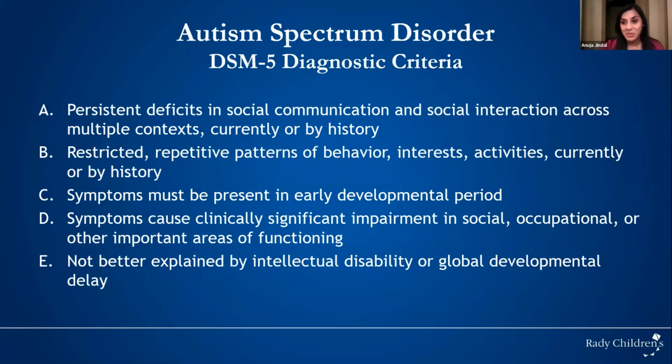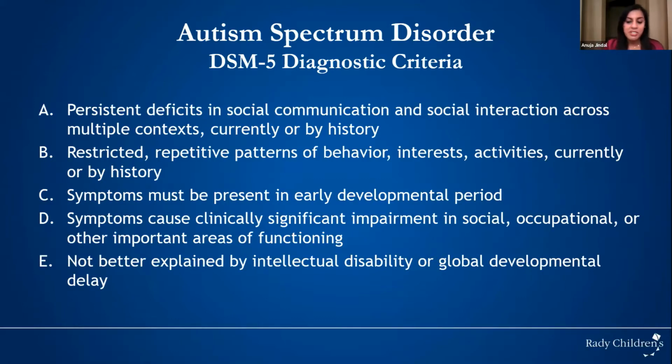This slide is just going over the clinical diagnostic criteria per the DSM-5. It basically lists the check boxes that sometimes will be used when we're seeing a child that we are diagnosing with autism spectrum disorder.